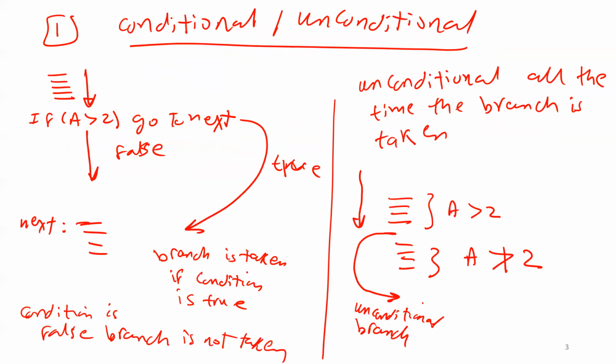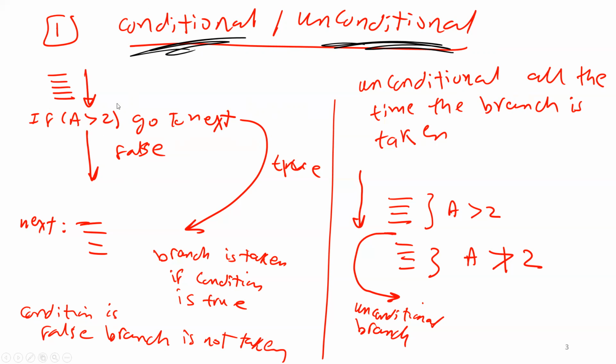Number 1, the first classification, we have conditional or unconditional. You can tell from the English name. These conditional branches are gonna branch if the condition is true. So we have a condition. If the condition is true, it's gonna branch. If the condition is false, it's not gonna branch. Very simple. So for example, if A is greater than 2, if the condition is true, it's gonna branch. If the condition is false, it's not gonna branch.